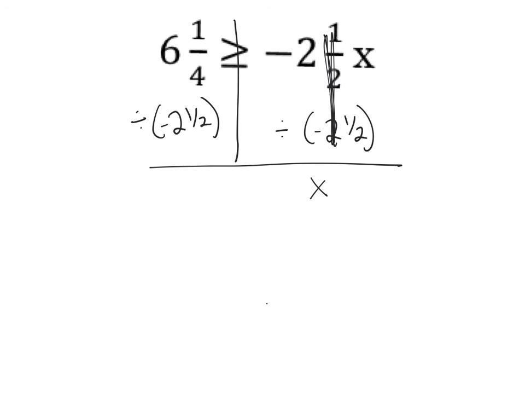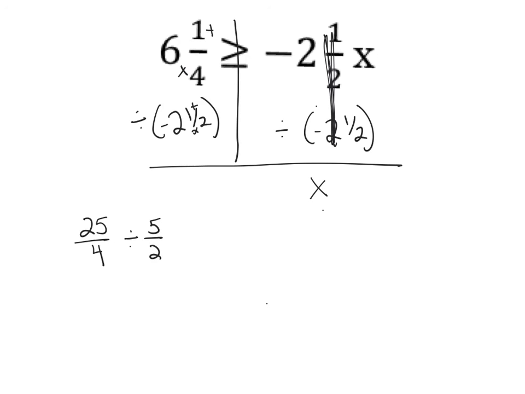But then I need to divide these two mixed numbers. So first thing we have to do is make them improper. 6 times 4 is 24, plus that 1 is 25. So I have 25 fourths. 2 times 2 is 4, plus the 1 is 5. So I have divided by 5 halves.